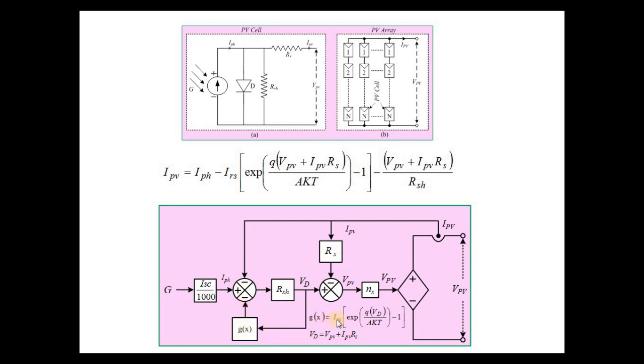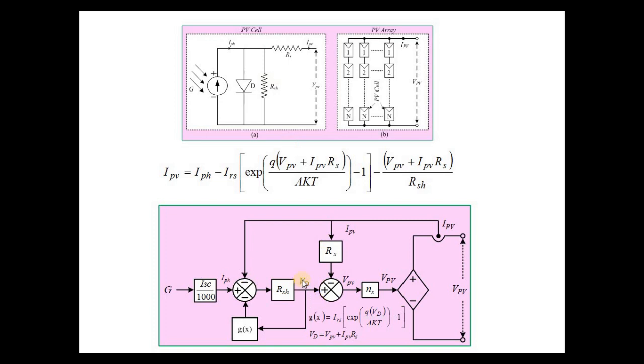See, G of X I wrote down as IRSH times the exponential of this thing. So this is basically the current flowing through this diode. So I subtracted the current flowing through this diode and IPV from IPH. So only the current flowing through this resistance is left. So the output of this summation block is now the current flowing through this RSH. If I multiply this current flowing through this resistance with RSH, I can get the voltage across this resistance, which is equal to VD or VRSH.